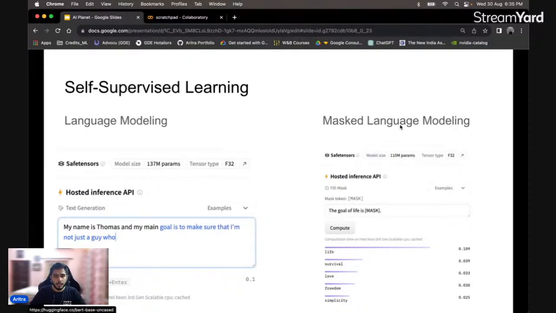Another task is masked language modeling, wherein we mask certain bits of our entire text corpus and ask the model to generate what this mask was. So, fill in the blanks. Here, as you can see, the goal of life is mask, and there are a bunch of words that can come in, and the model predicts which word has the highest probability to fill in the mask.